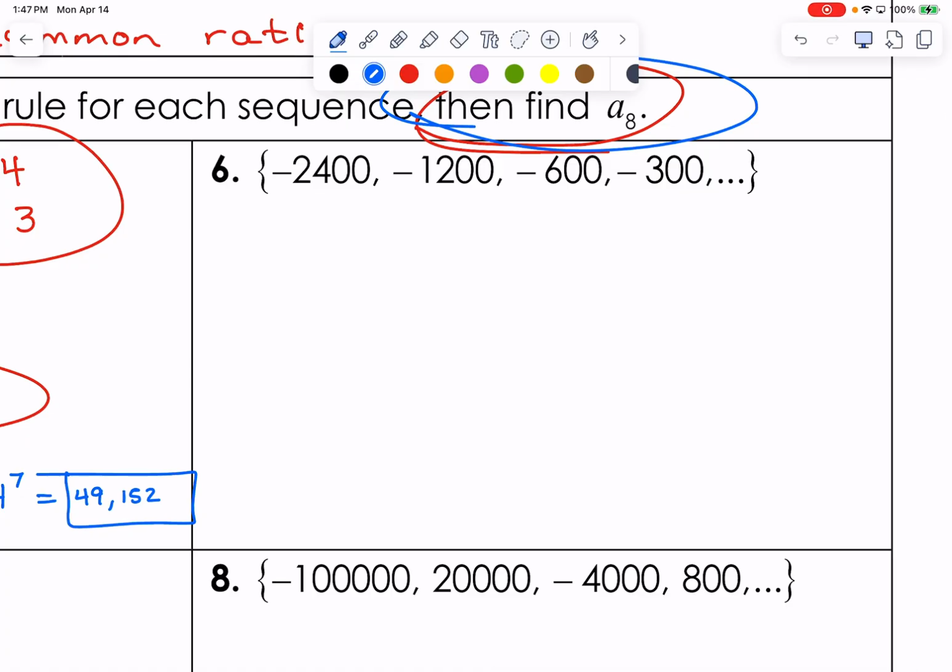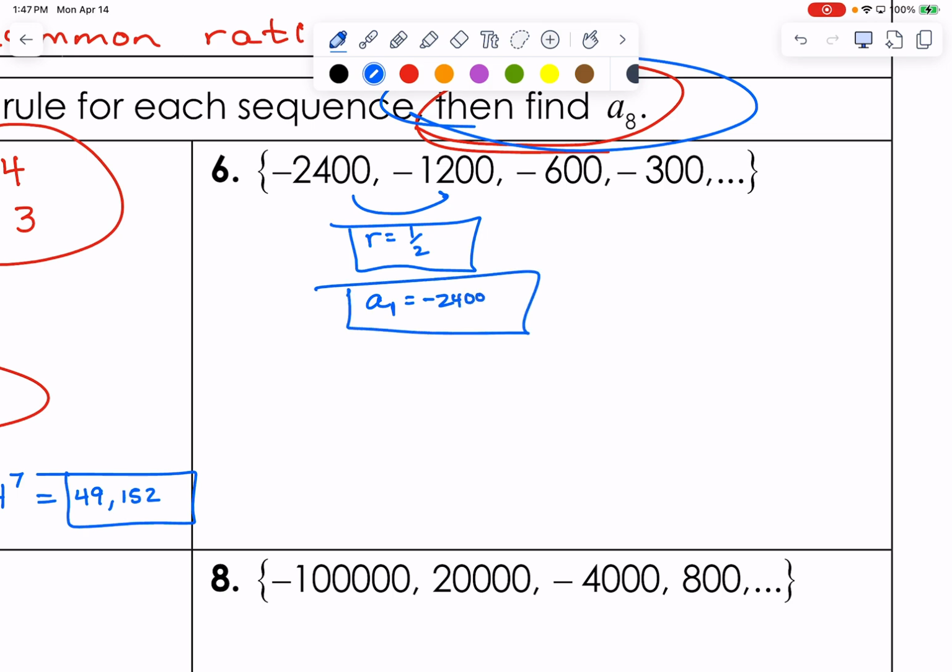We've got to stay focused. The common ratio is 1/2. It's getting cut in half every time. What's the start value, everybody? Negative 2,400. A sub n then would be negative 2,400 times 1/2 to the what power? N minus 1 power. Then we'll do the 8th term.